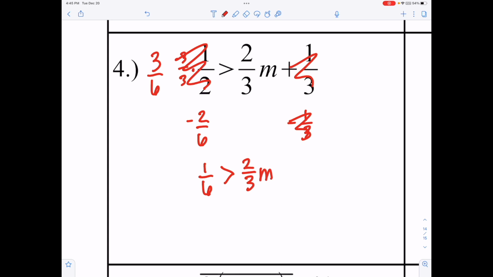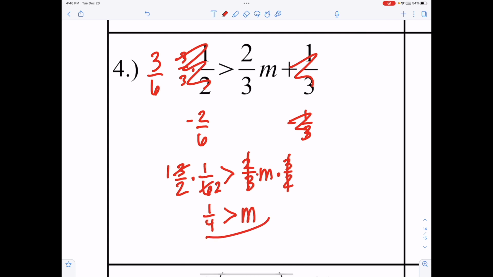Okay, now to get rid of the 2/3 and the m, it's a 2/3 times m. So I'm going to divide by 2/3 or multiply by the reciprocal. It makes those go away, and we have 1m. Okay, multiplying by a positive doesn't change the inequality sign. We have multiply by the 3/2. We can cross simplify here. We get the 1/2. So we end up with 1/4 is greater than m, or m is less than 1/4 as our final answer.